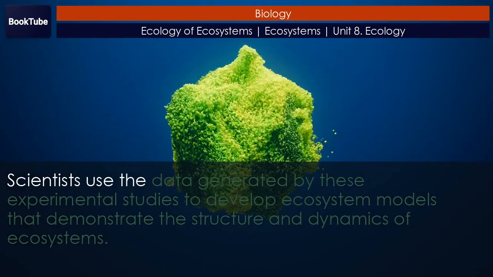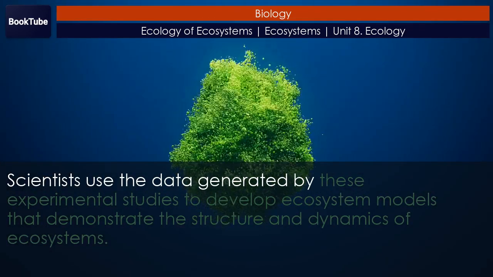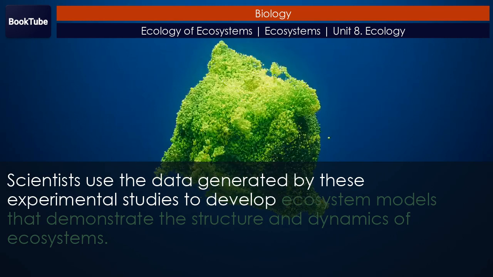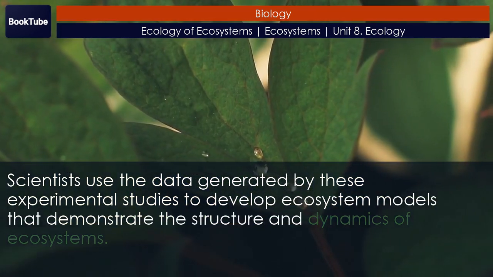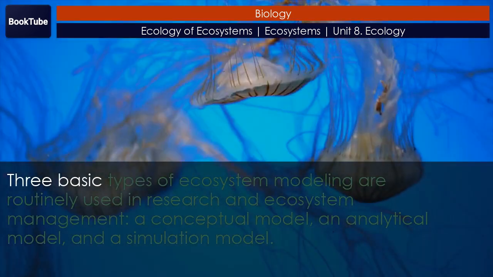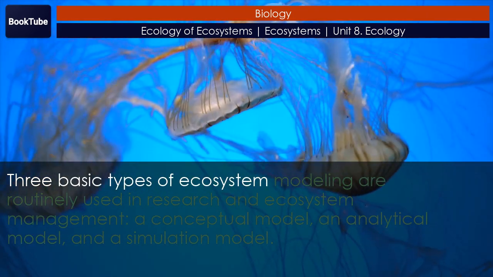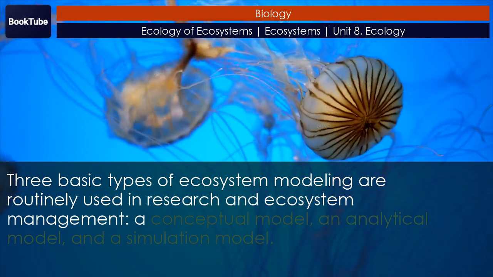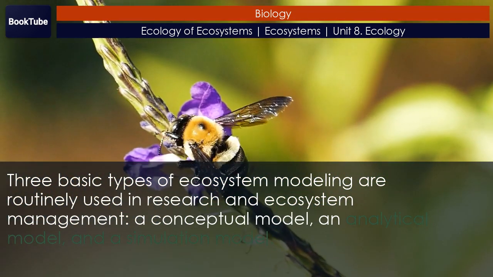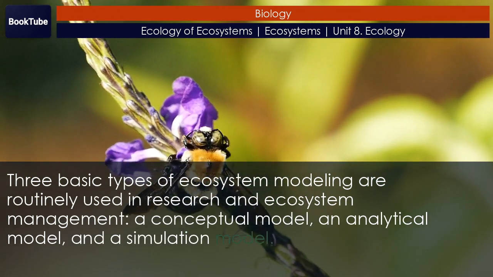Scientists use the data generated by these experimental studies to develop ecosystem models that demonstrate the structure and dynamics of ecosystems. Three basic types of ecosystem modeling are routinely used in research and ecosystem management: a conceptual model, an analytical model, and a simulation model.